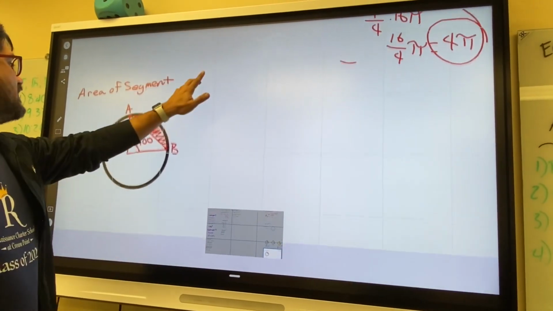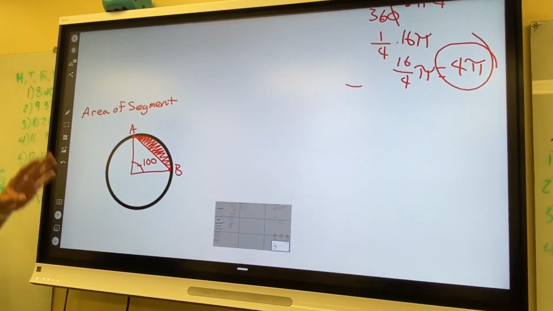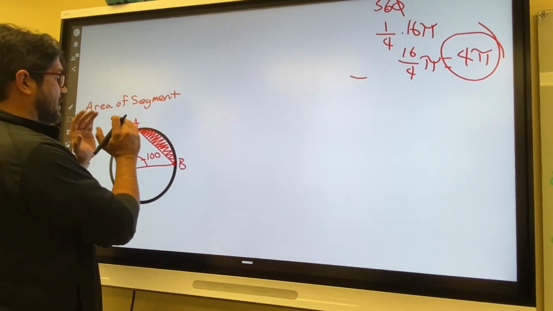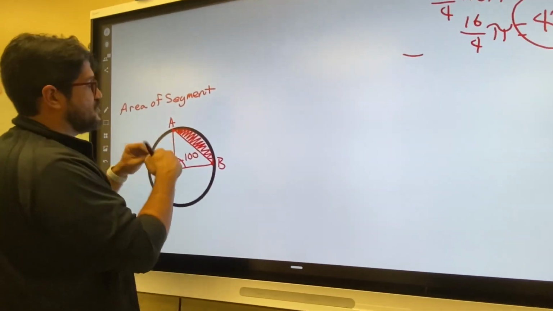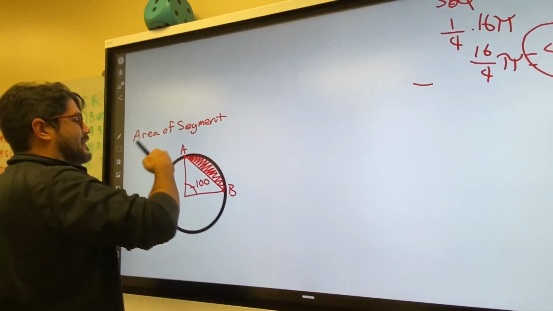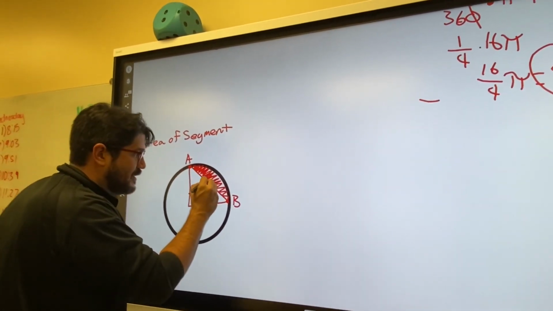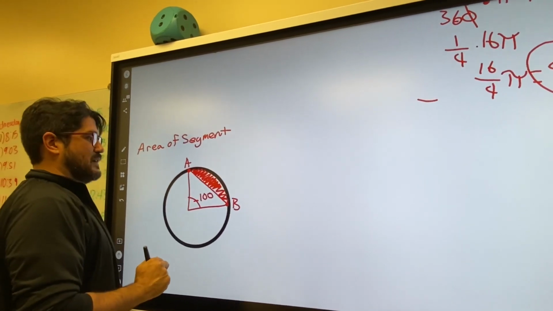Next, area of the segment. So I have to find the area of the sector and then subtract the area of the triangle, and you'll know the leftover is the area of the segment, which I like to call the pizza crust in this situation.